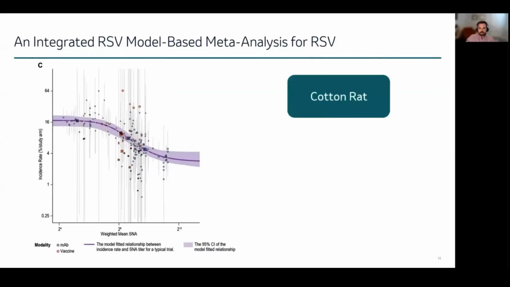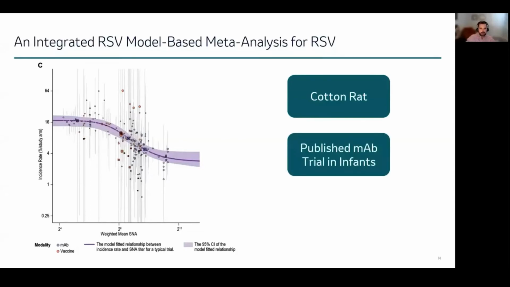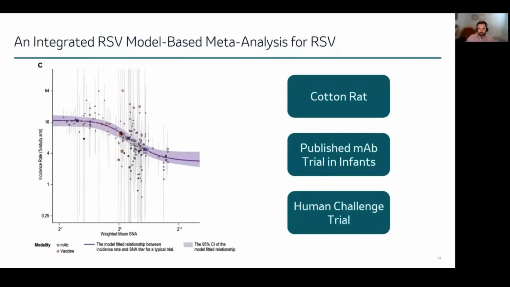Having developed that model, we then validated it using 3 separate approaches. We compared it against cotton rat. We compared it against published monoclonal antibody trial results from a phase 3 study. And then in the final validation exercise, we compared model predictions to efficacy results from an in-house phase 2 challenge study using MK1654.